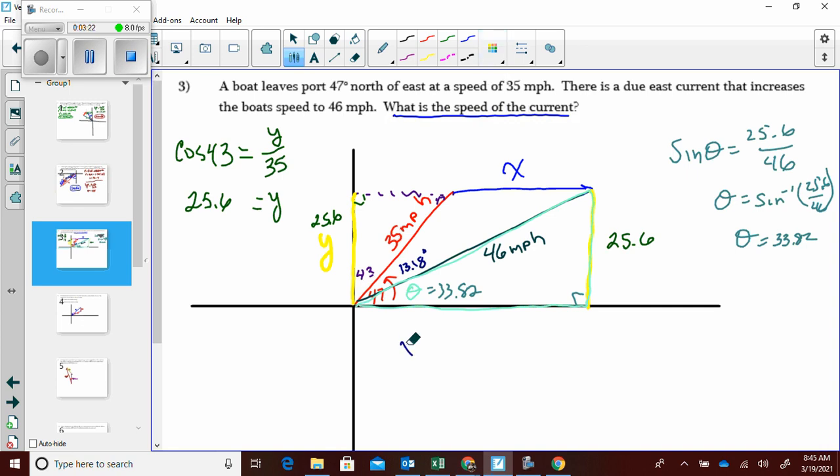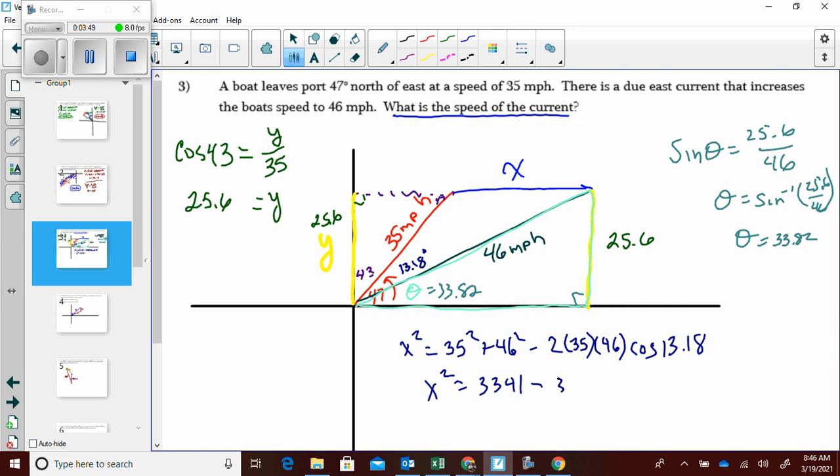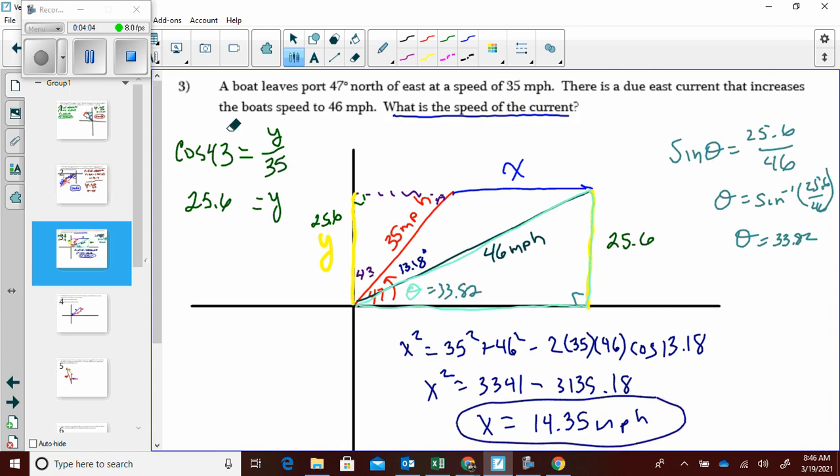I'm going to have x squared is 35 squared plus 46 squared minus 2 times 35 times 46 times cosine of 13.18. When I solve that out, I'm going to end up getting x squared is 3341 minus 3135.18. So x is actually 14.35 miles per hour. And that is the speed of the current.